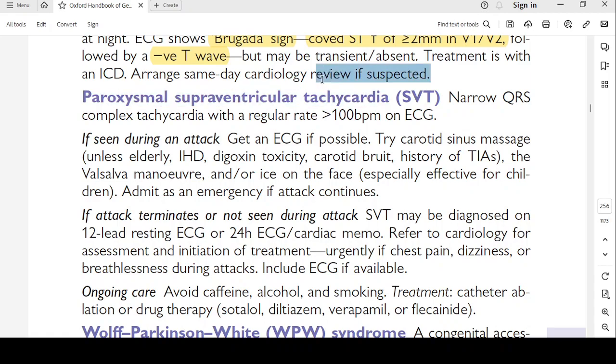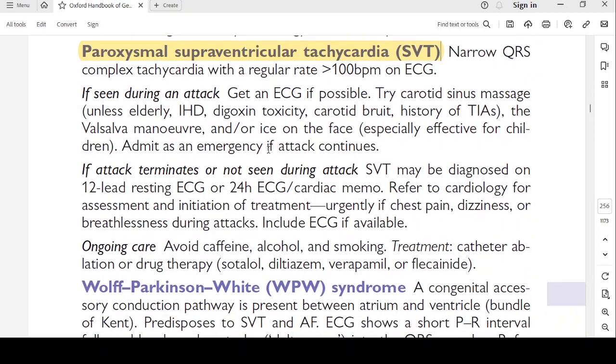Paroxysmal supraventricular tachycardia, or SVT, is a narrow QRS complex tachycardia with a regular rate of more than 100 beats per minute on ECG. So it's a narrow QRS complex and the rate is also increased. If seen during an attack, get an ECG if possible.